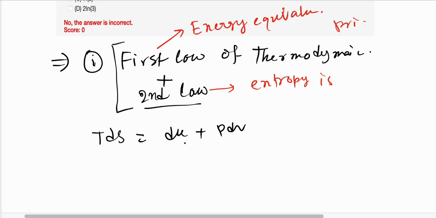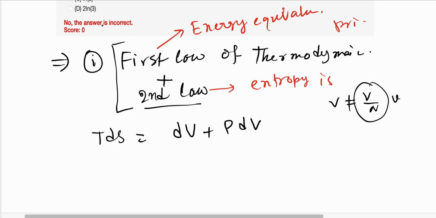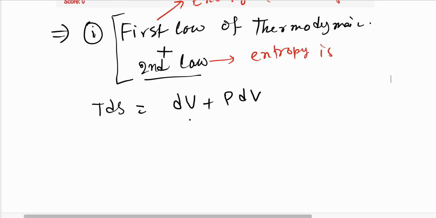Here dU is the change of internal energy. The V here is not the reduced volume, it is not V by N. V by N I will always write as small v. Here it is the absolute volume. So TdS is equal to dU plus PdV.